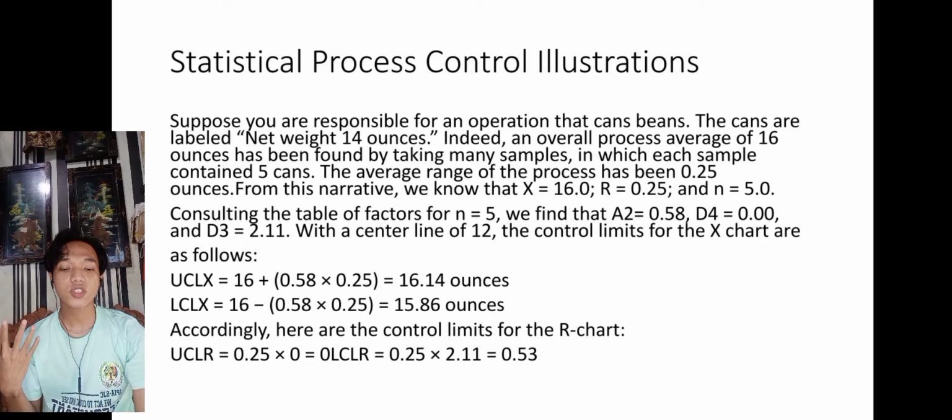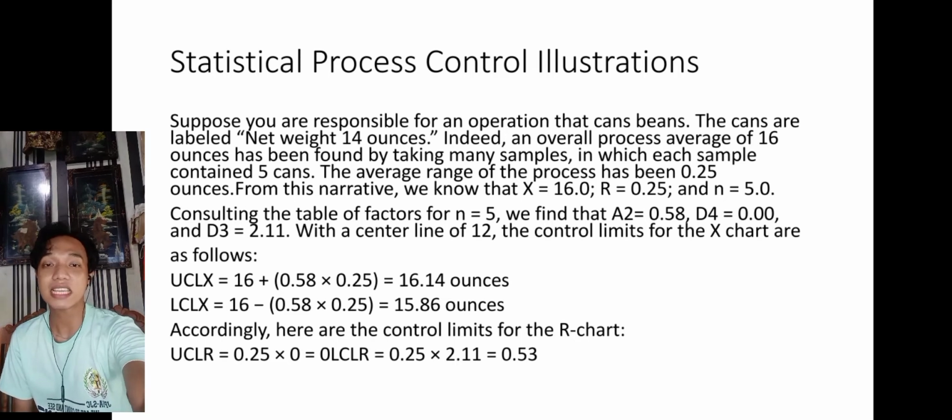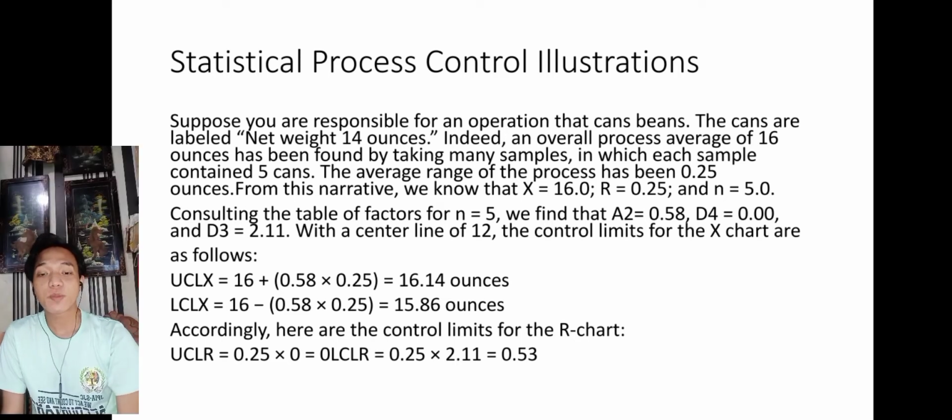Accordingly, here are the control limits for the R chart. UCL R equals 0.25 times 0 equals 0. LCL R equals 0.25 times 2.11 is 0.53. With a center line of 0.25, note in this example that the R chart is not symmetrical. That is because negative values of a range are impossible. So the normal distribution is truncated at R equals 0. Half of the probability density is still below the center line, although it would look skewed if you draw it.